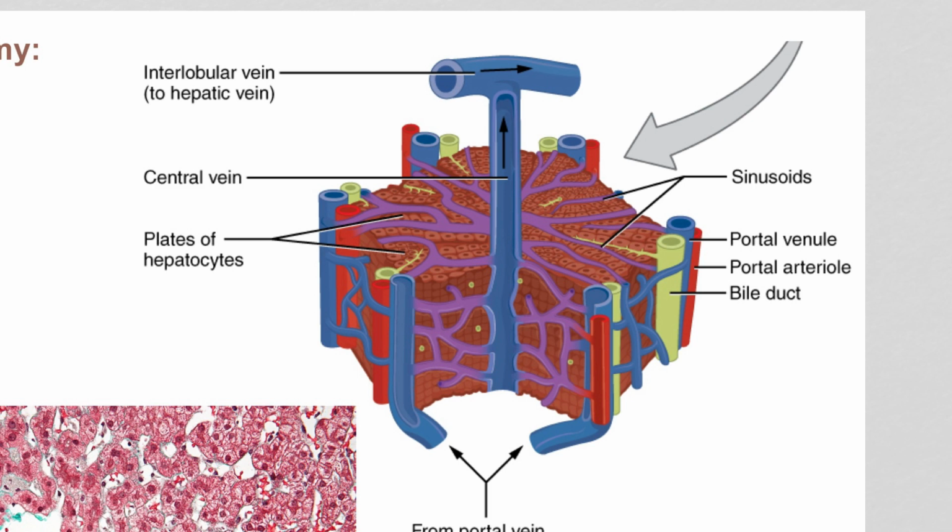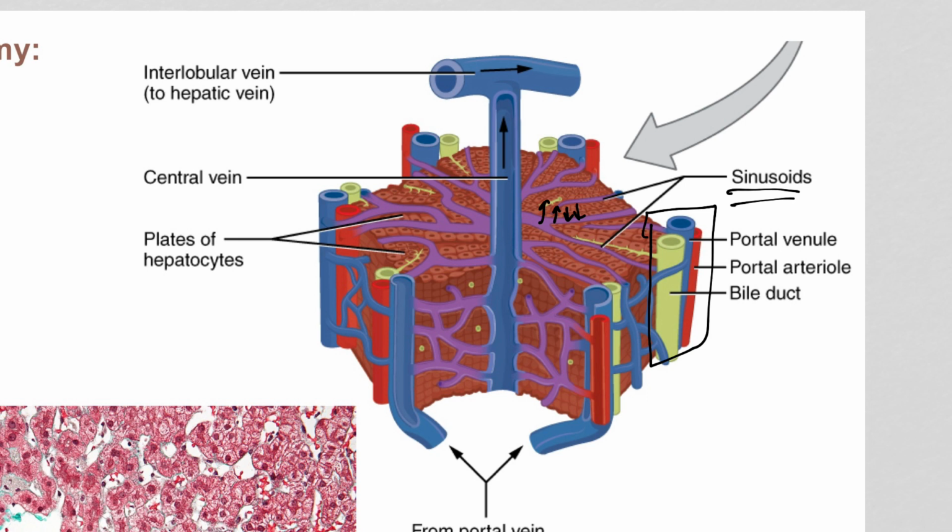All right, so in an illustrated or animated form, it looks like this. Portal venule, portal arteriole, bile duct. These things combined make up one of your portal triads. These sinusoids, sinusoid is a special name for the capillaries of the liver. They get a unique name because they're odd-looking capillaries. They have a bunch of holes in the capillary wall that makes it easy for substances to diffuse in and out of the capillary.